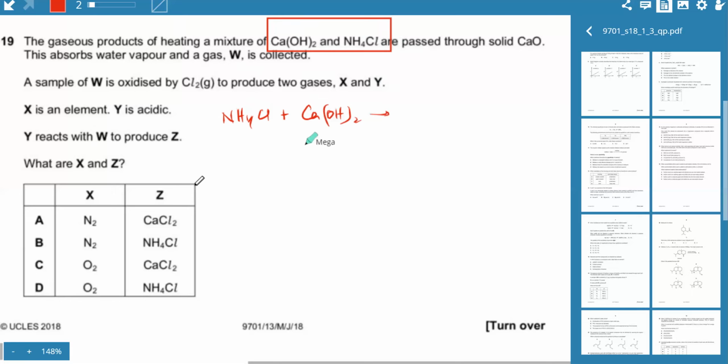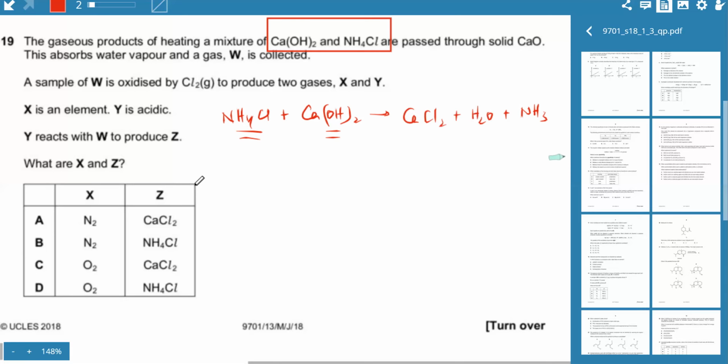That's an acid-base reaction, an ammonium salt with a base. The ammonium salt acts as an acid. It releases H+ ions to form NH3. The OH ions act as a base. They gain H+ to form water. And what's left behind is calcium and Cl. That's your salt. So this is the reaction.